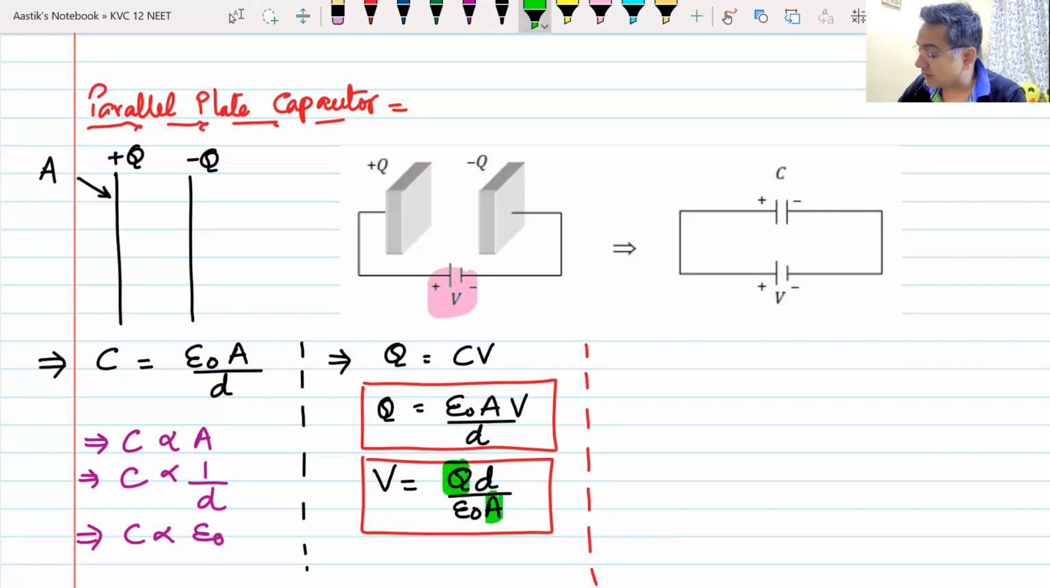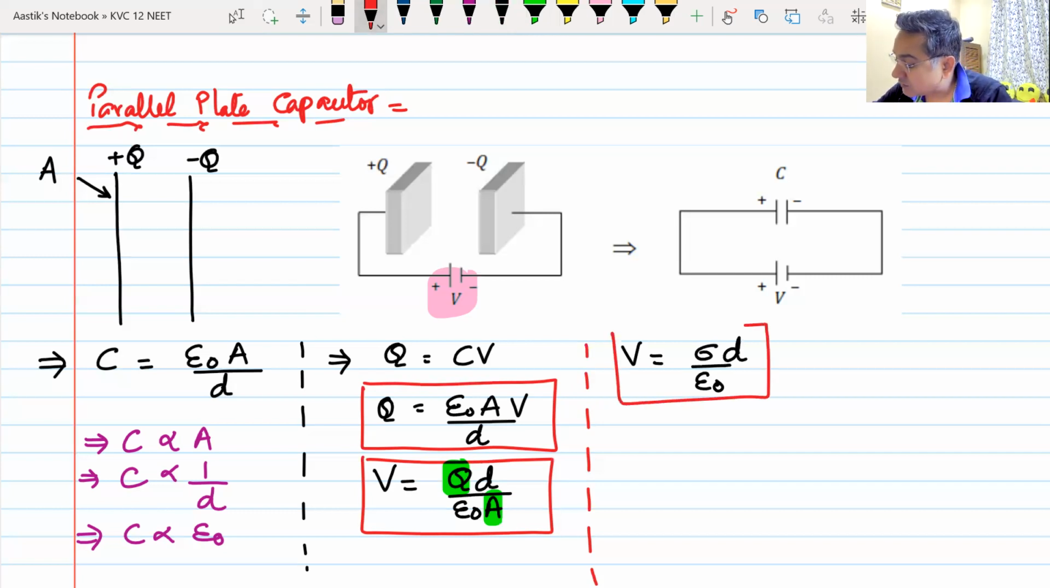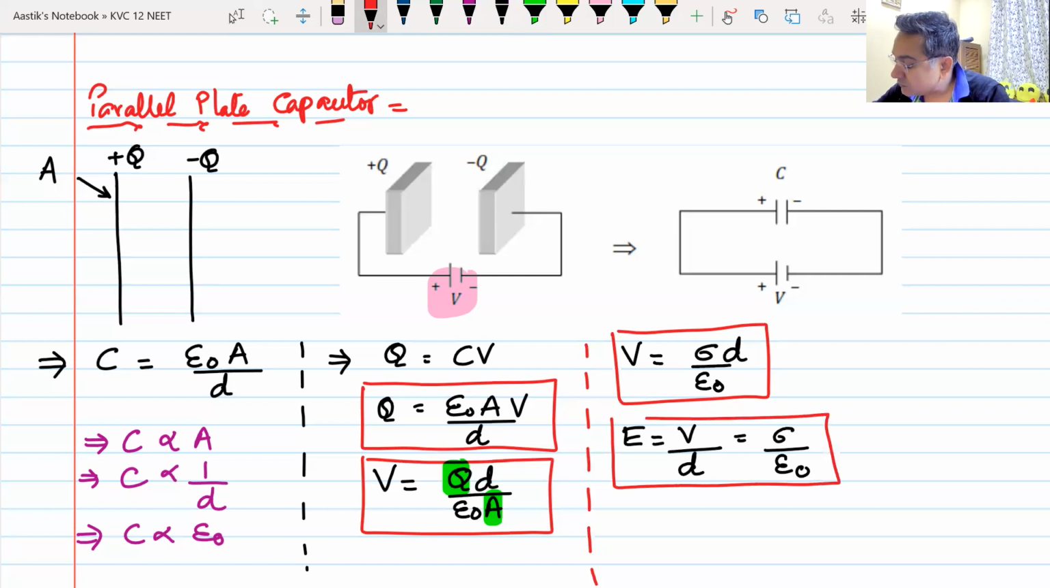Now you look at this Q and look at this A. Q by A is charge per unit area. So you can also write this V, the potential difference, as sigma by epsilon naught multiplied by D. Now, if you have to find the electric field between the two plates, it will be V by D. So it becomes sigma by epsilon naught. Sigma is your surface charge density. So you can also write the electric field as Q by A epsilon naught.